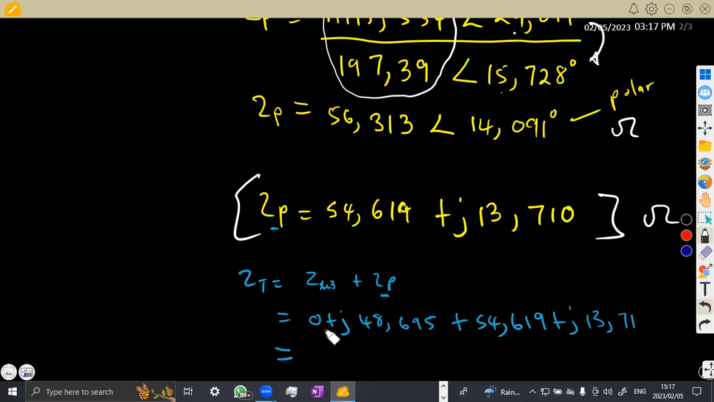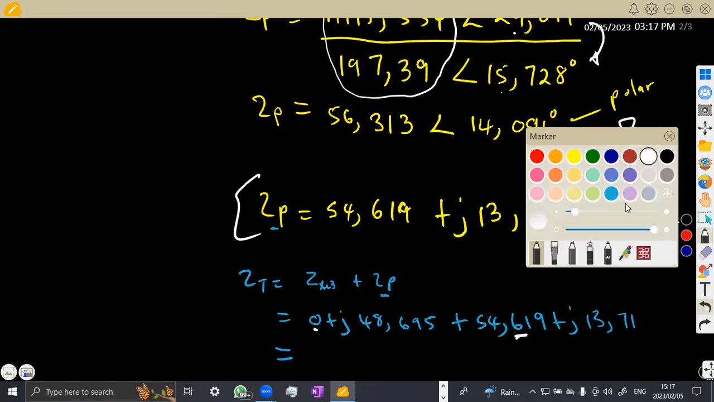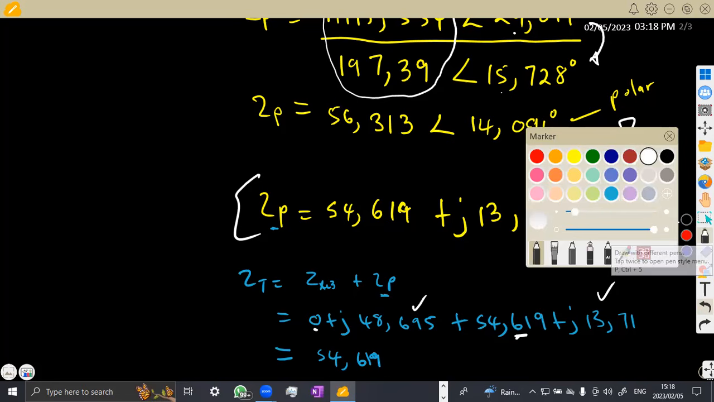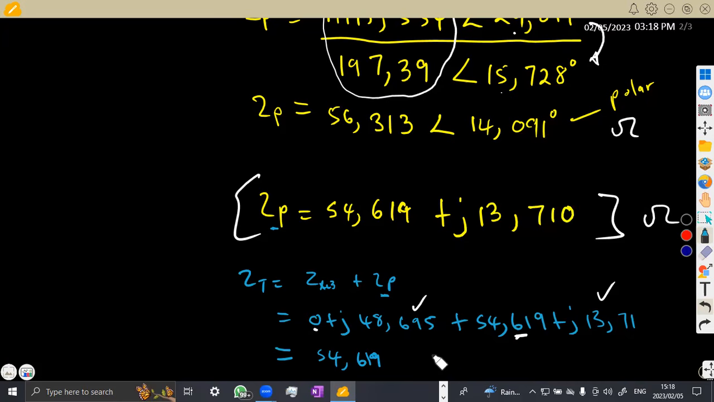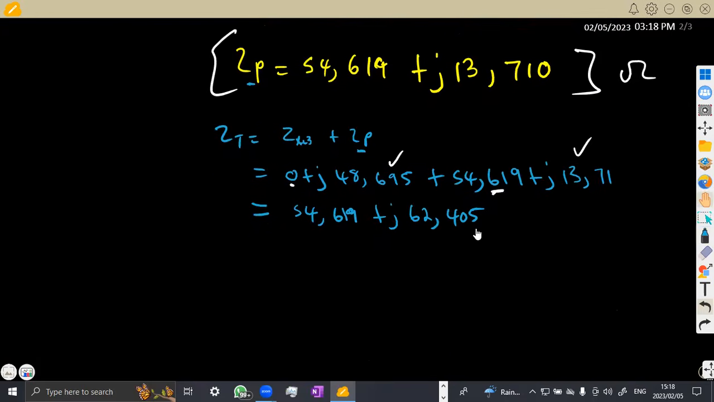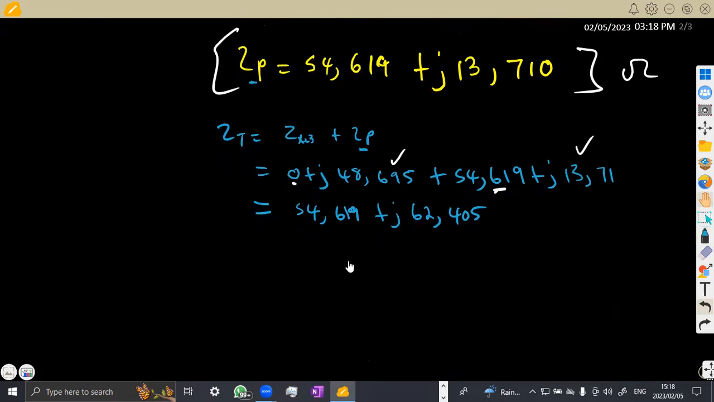Because here we are going to simply add the real parts together. So if we add the real parts together, we are going to obtain 54,619. We add the imaginary parts together, that's 48,695 and 13,710. So if we add these imaginary parts together, that will be plus J62,405. Okay, so this is what you're going to obtain. And this is your total impedance, the one that you're going to use to calculate the total current.